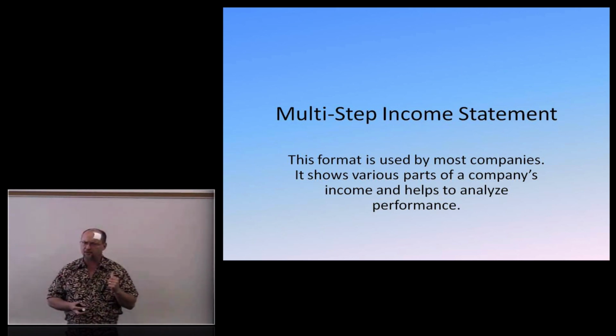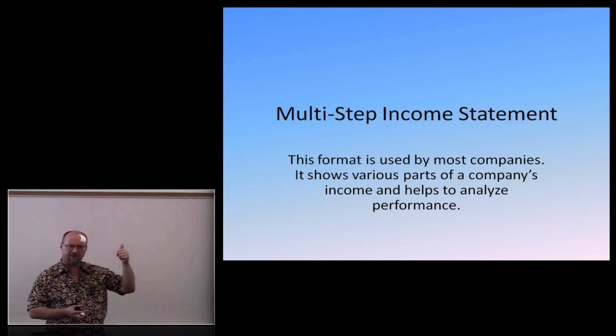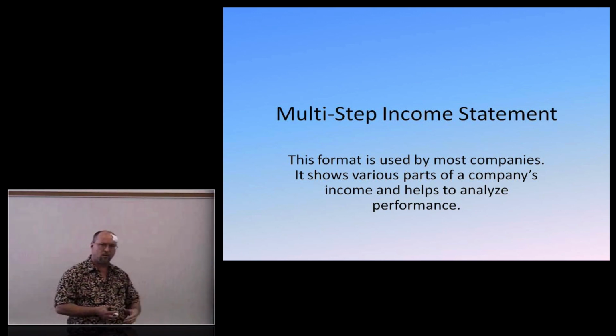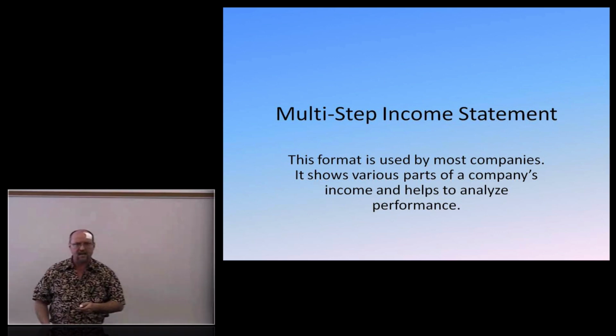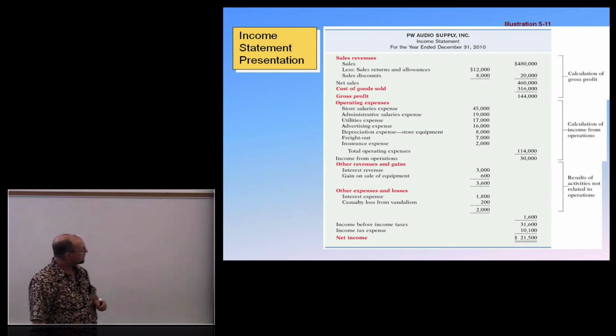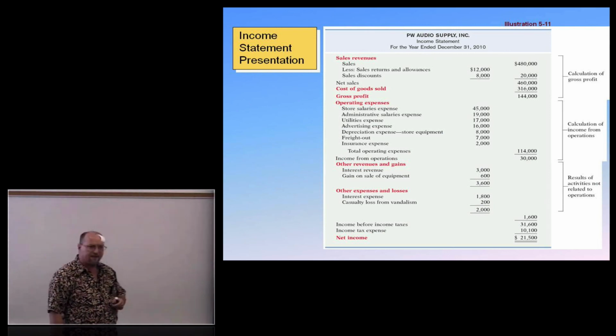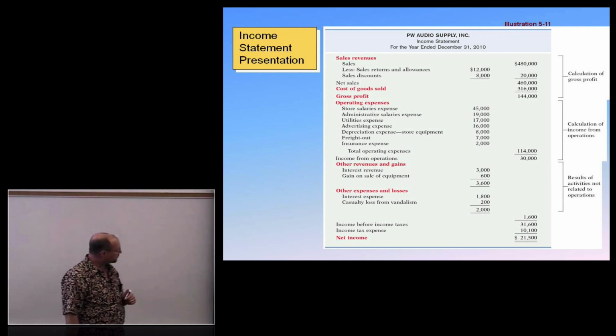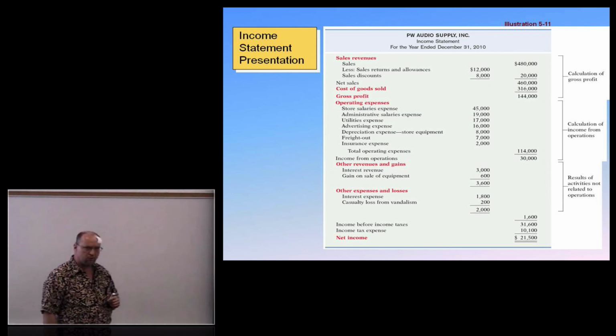Now, in the very first slide we said, well, wait a second, there's gross profit and there's operating income. These are two new terms. The multi-step format helps us to identify these numbers and helps us to analyze our business. This is simply an example of a multi-step income statement, and then we're going to construct one from scratch in the next slide. There's my original sales revenue. Sales minus returns and allowances minus discounts gives me net sales. From net sales, I subtract cost of goods sold. That gives me gross profit.